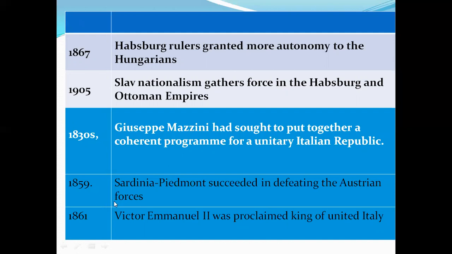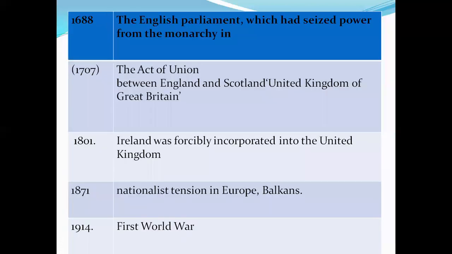1859, the Sardinia Parliament succeeded in defeating the Austrian forces. The Austrian forces were defeated in 1859 with the lead of Cavour. Cavour made a diplomatic agreement with France, and with that, Sardinia succeeded in defeating the Austrian forces. In 1861, Victor Emmanuel II was proclaimed King of Italy. The unification of Italy also took place.